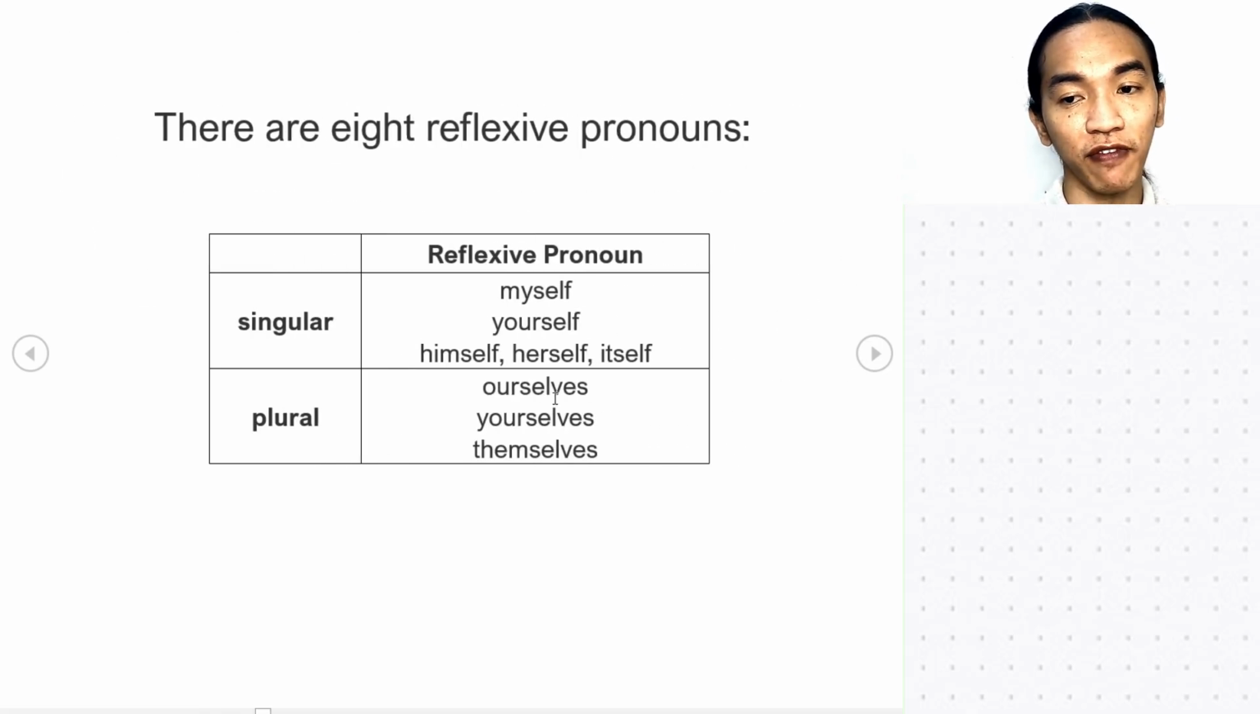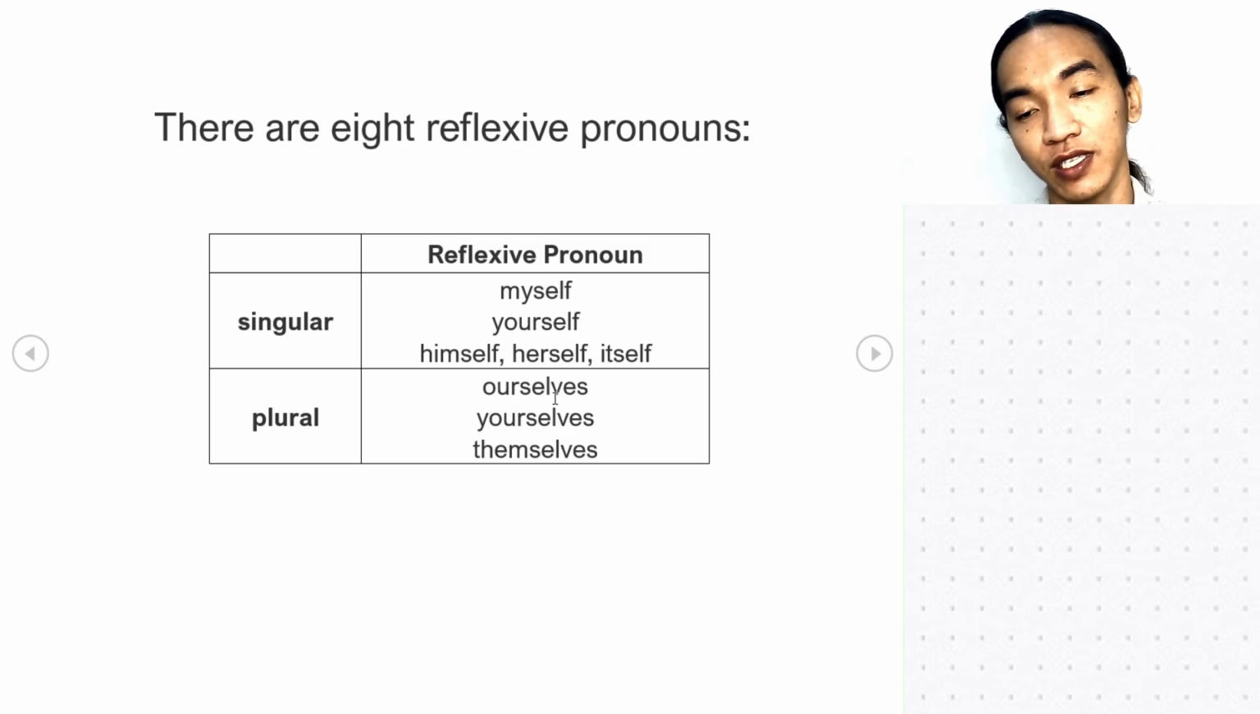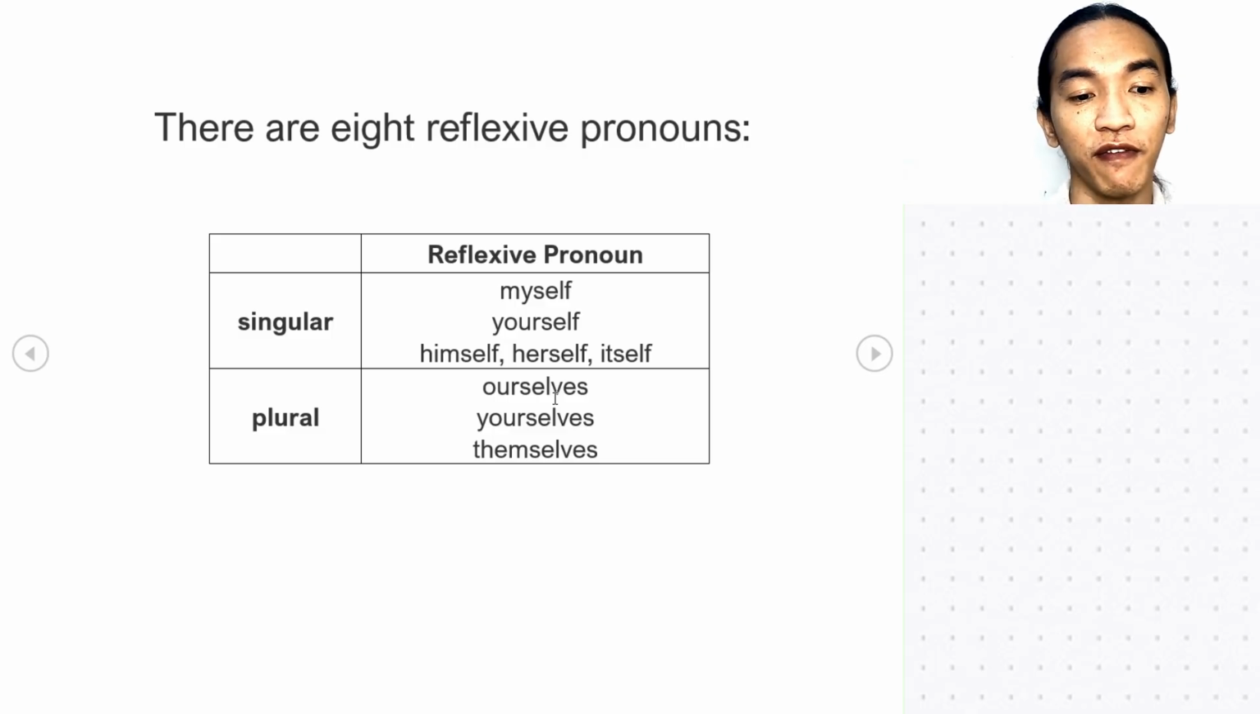There are eight reflexive pronouns in the English language. We have the singular: myself, yourself, himself, herself, itself, and the plural: ourselves, yourselves, and themselves. As you can see with the kind of reflexive pronouns here, you will be able to identify what kind of subject of the sentence or clause you are actually referring back to. It's very easy to understand, just like any other pronouns that we have.